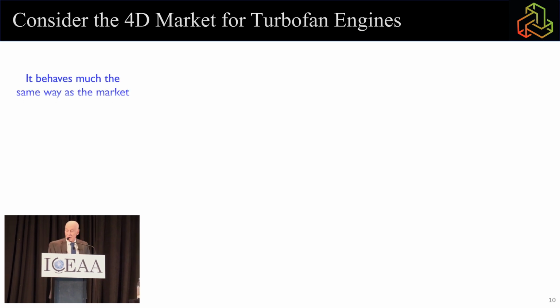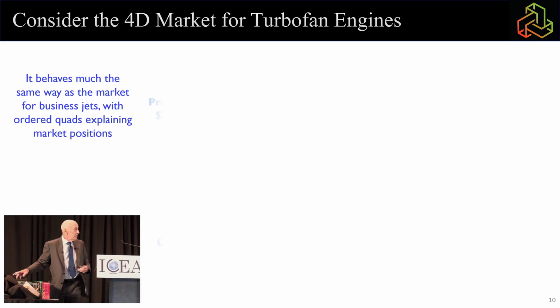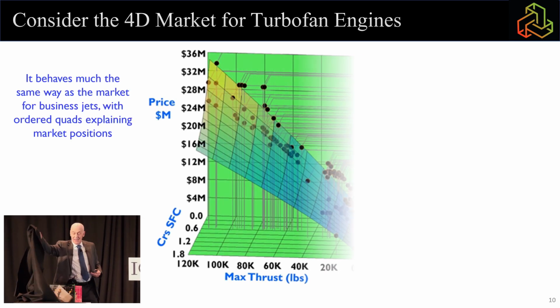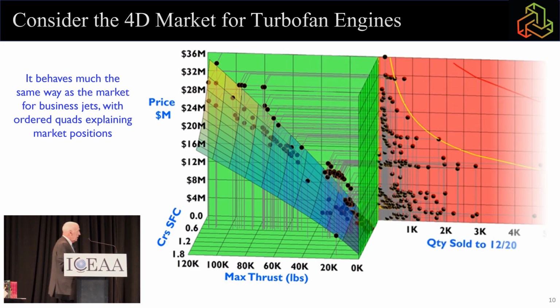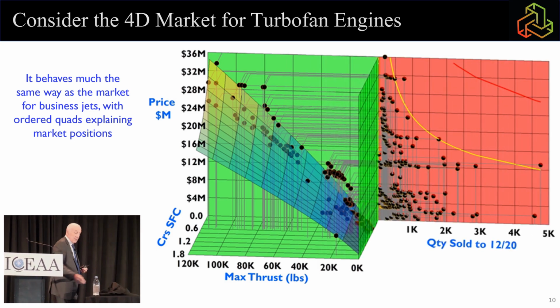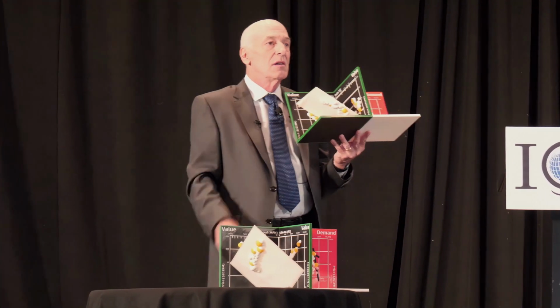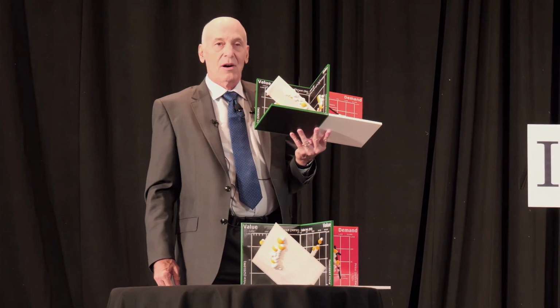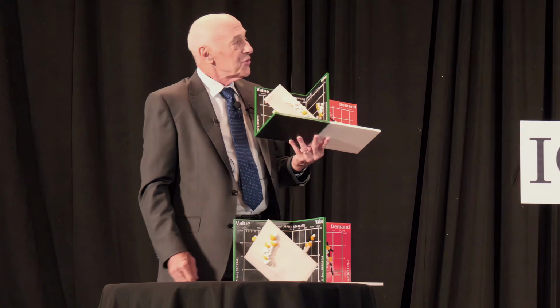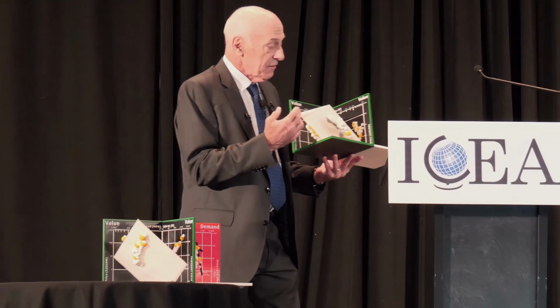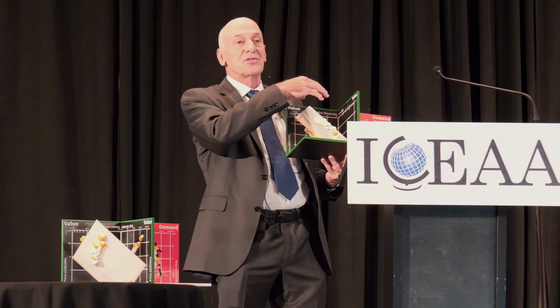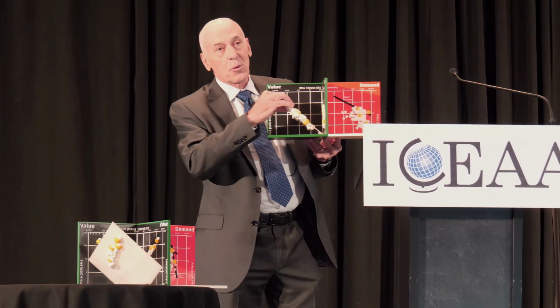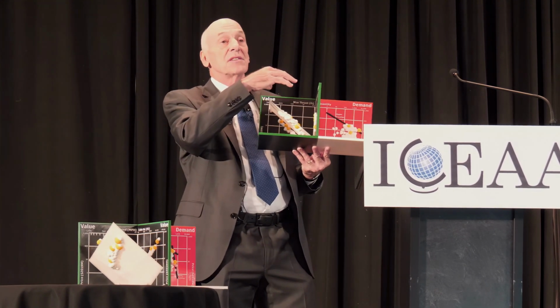So we could consider the market for turbofan engines, which looks a lot like that. It also looks a lot like this. This has been converted from the linear format you see there. This is log, log, log, log. And so what you could say to yourself is, well, these are the engines that go into those jets, with the ones in yellow highlighted to match to their jets.